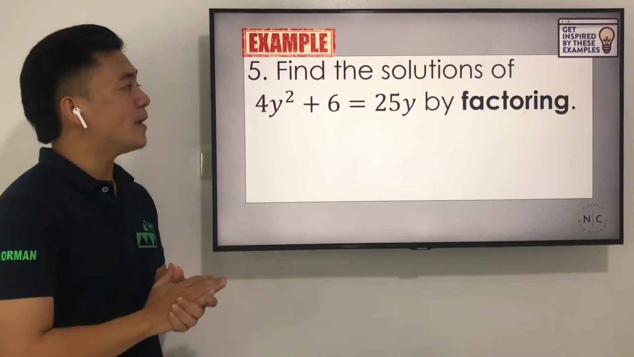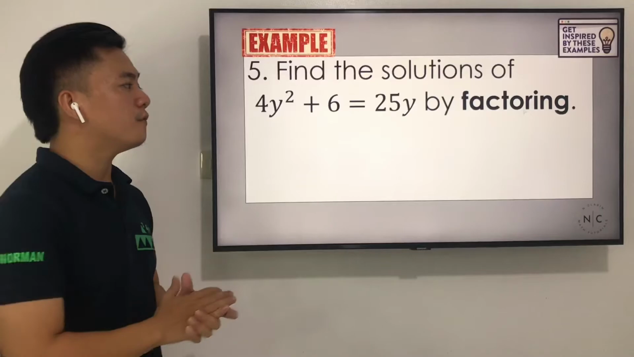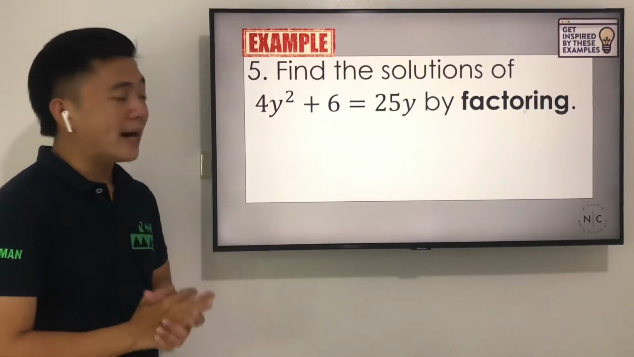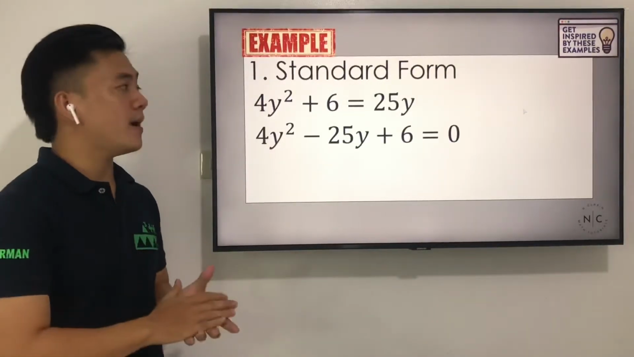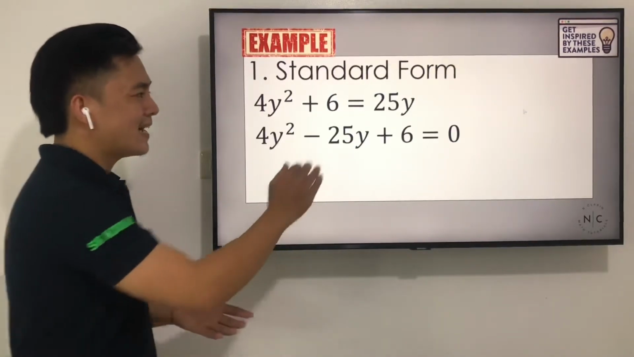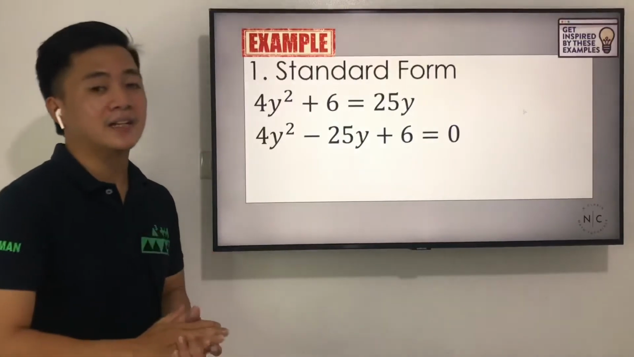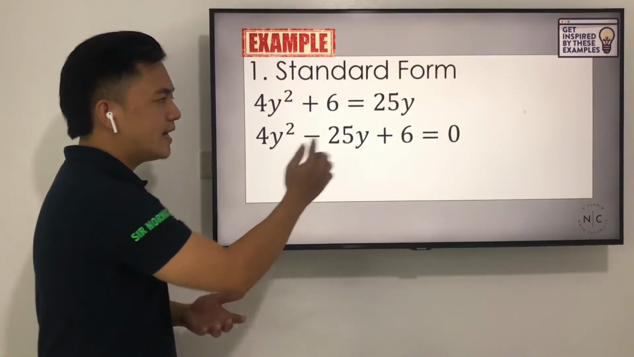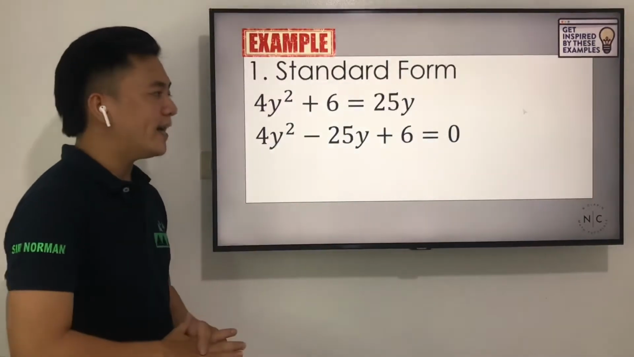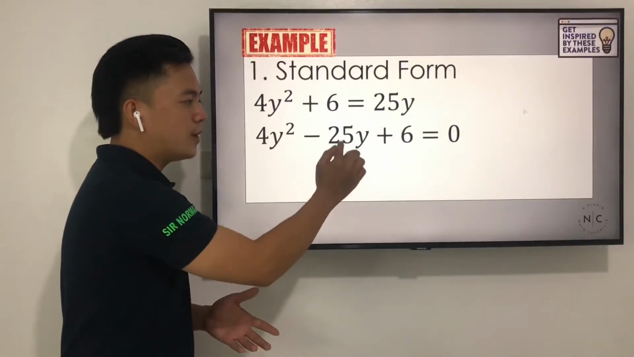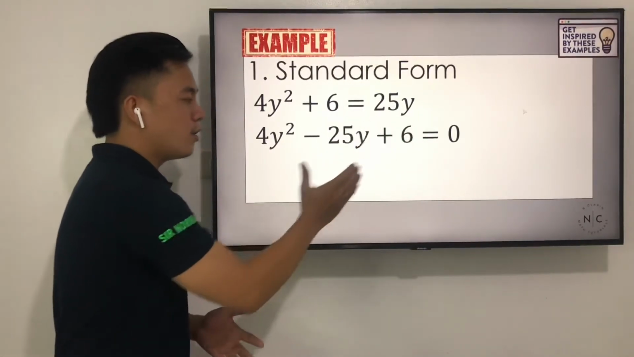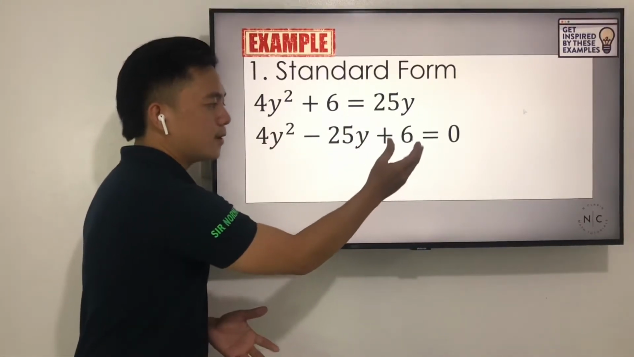Last example, we have find the solutions of 4y squared plus 6 is equal to 25y by factoring. Next step is, syempre, standard form natin kasi yung ating given equation is not in standard form. So, transform it into standard form. 4y squared, transpose natin 25y, it will become negative. So, negative 25y. Same lang natin, bring down 6 plus 6 is equal to 0. Quadratic term, linear term, constant term.